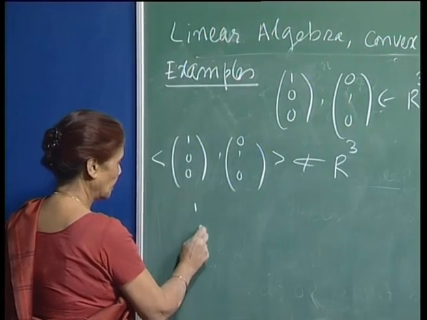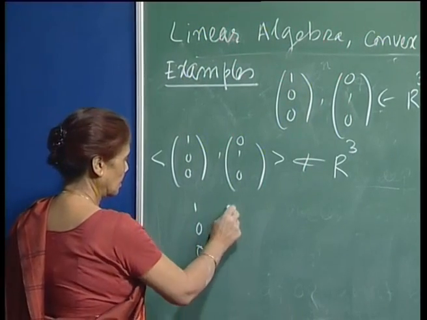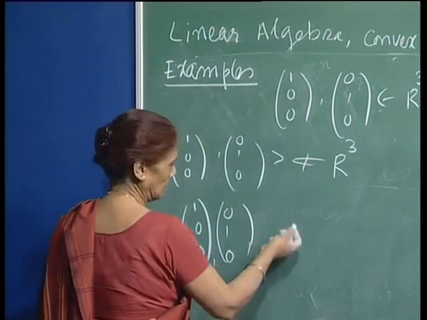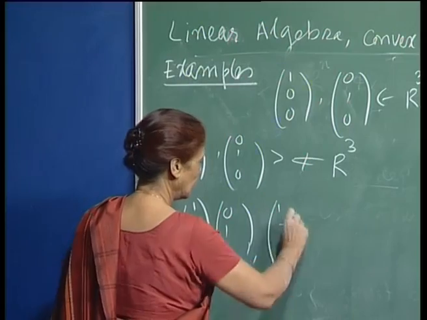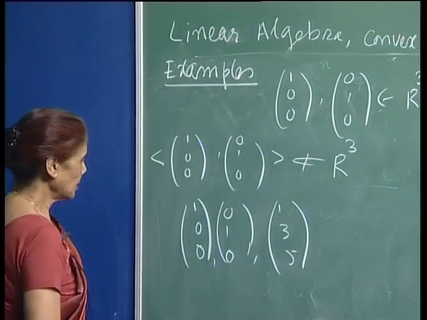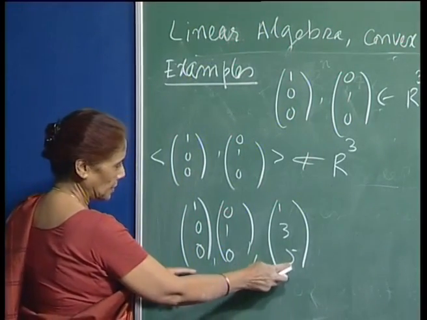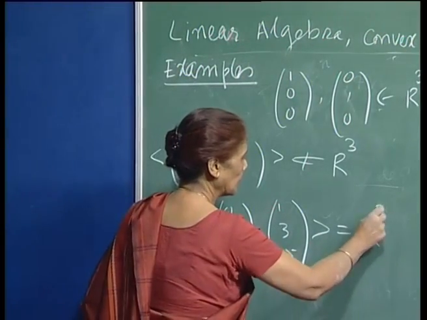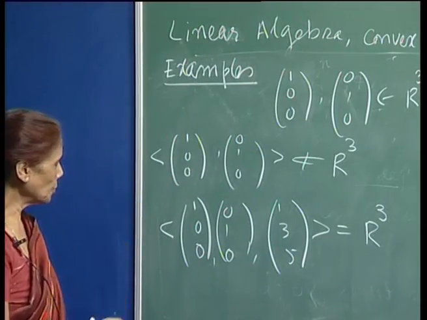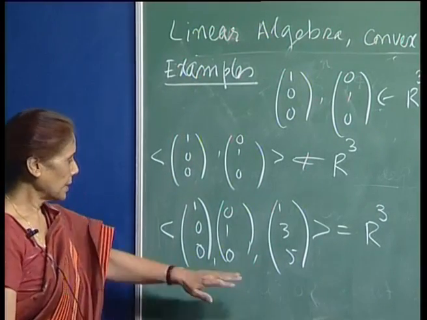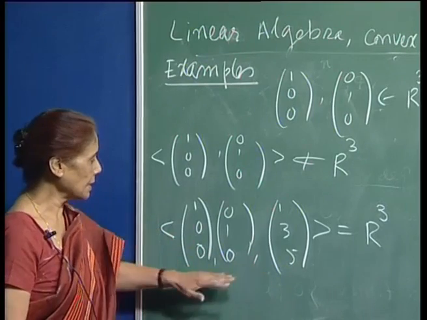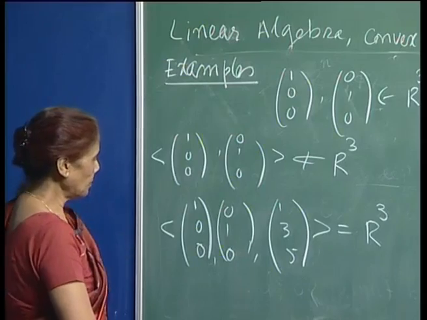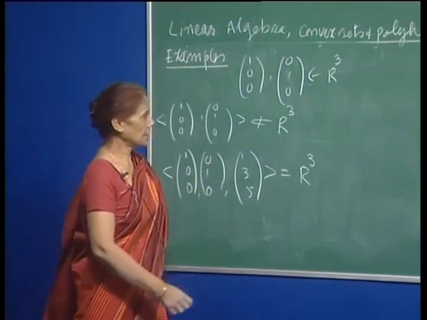If I take say this and any arbitrary vector here, if I take a 3, since 5 is present here, this combination you can show is R3. And what do we need to show here? We need to show two things, that this is a spanning set for R3 and it is linearly independent. Now you can immediately check, here for example, how will you check the independence?